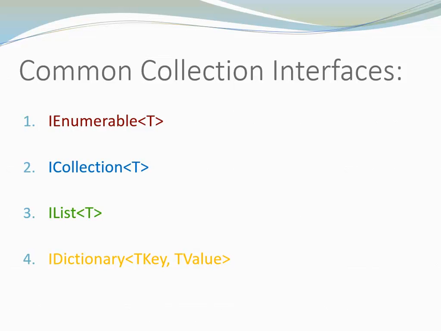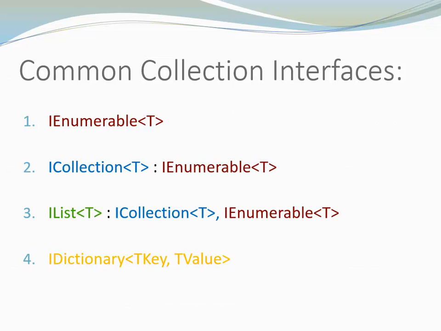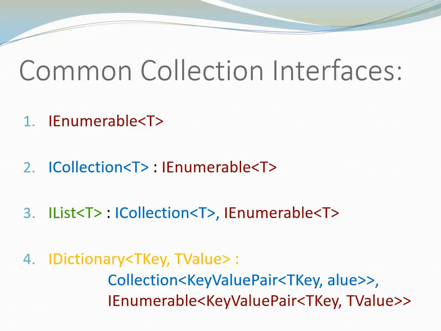Now we're going to have a look at four common collection interfaces: IEnumerable, ICollection, IList, and IDictionary. IEnumerable has only one method. We'll look at that in a moment. ICollection extends IEnumerable. That means it inherits the method from IEnumerable and it adds its own interface members. IList extends ICollection, and by doing so, it also extends IEnumerable. The same is true for IDictionary.